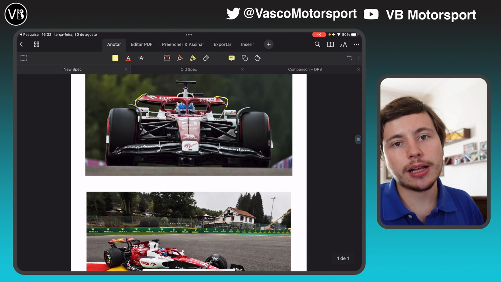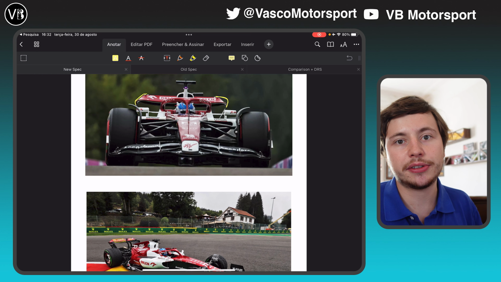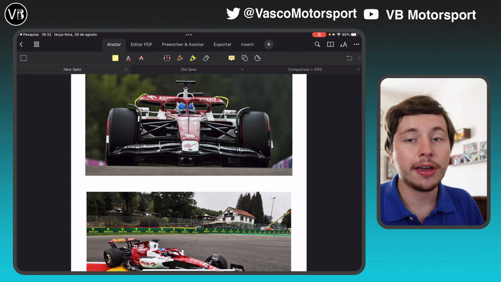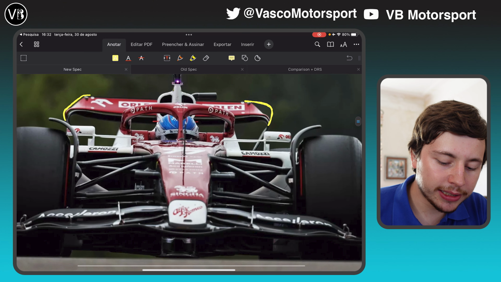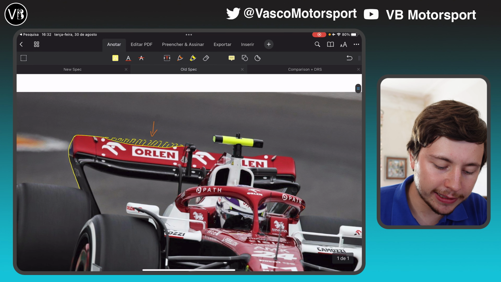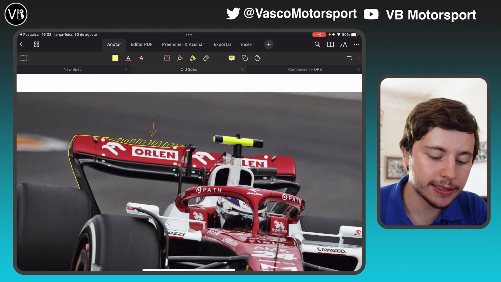Now, this was not all that Alfa Romeo did. On Saturday for qualifying, they showed up with a very interesting concept of a brand new design for a low downforce rear wing, and here it is. So you can see the rear wing is very different. If you take a look at this spec, you can see the curvature right here. This is the old spec where they just cut down the top.